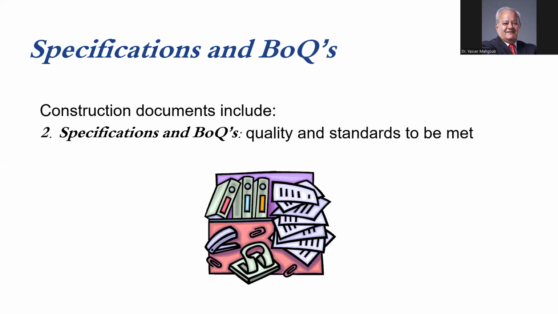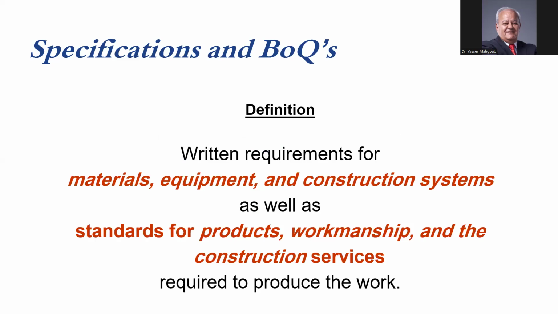So specifications are very tied to bills of quantities. Bills of quantities are the quantities that the contractor will base their prices on. The three things are related to each other. Drawings are not enough. You have to specify each part of the drawing and define the quantity that you want, so that the contractor can give you a good estimate and abide by it.